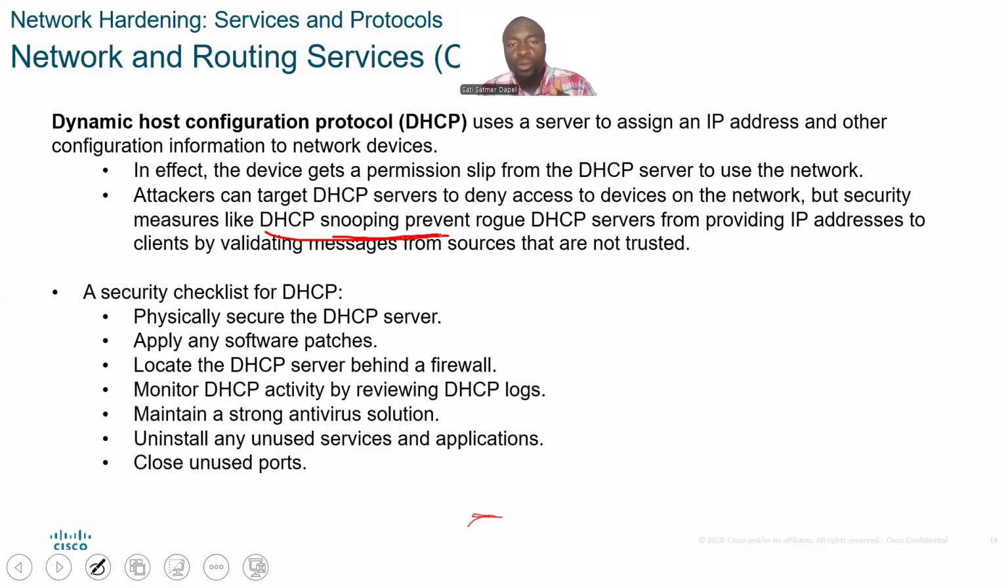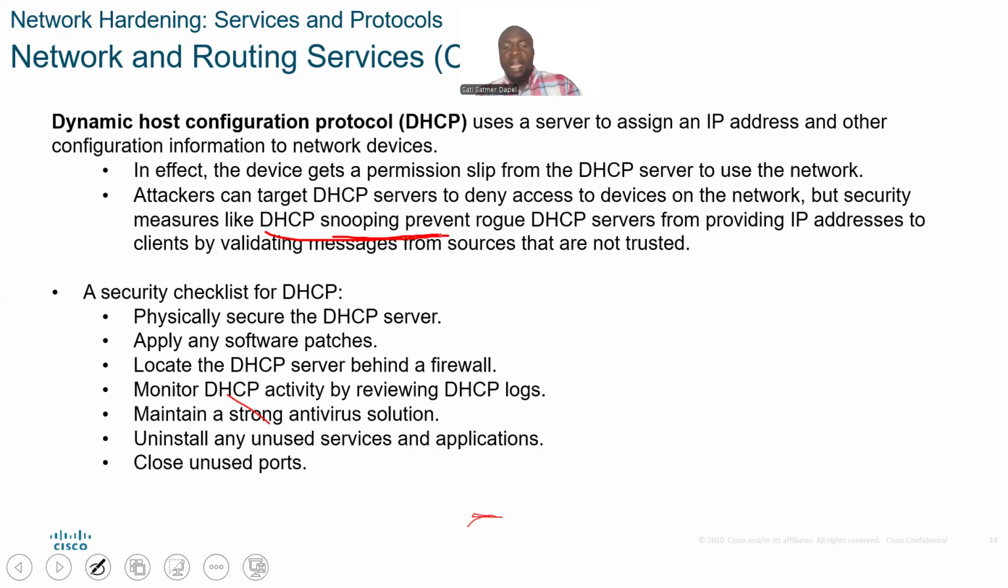So how do you know a rogue DHCP? You must give an authentication to the main DHCP. So, a security checklist for DHCP: one is to physically secure the DHCP server, to ensure nobody has access. Another one is to apply any software patches, which means you need to be updating your DHCP. Then number 3, you locate the DHCP server behind the firewall.